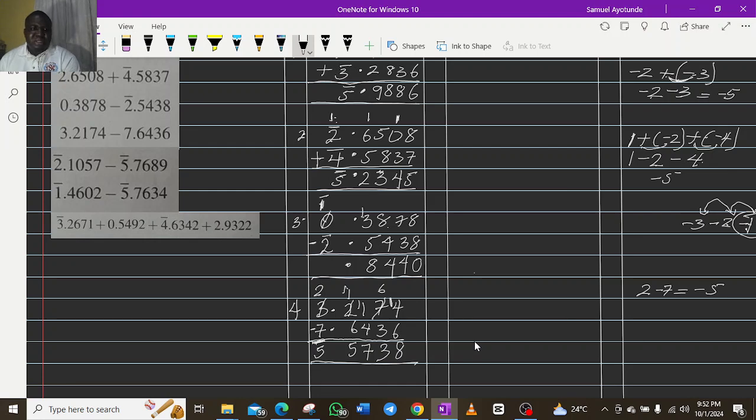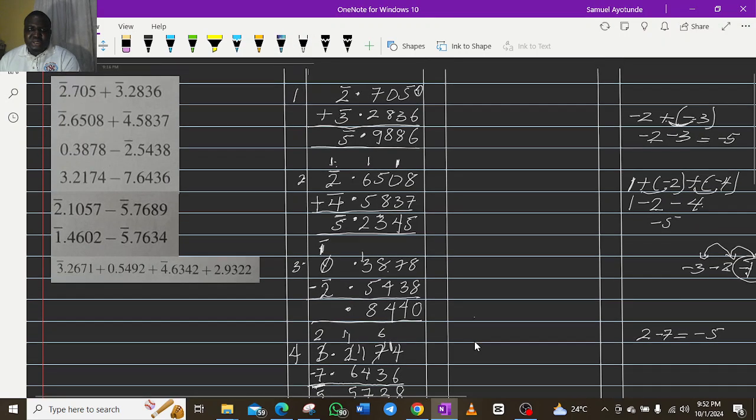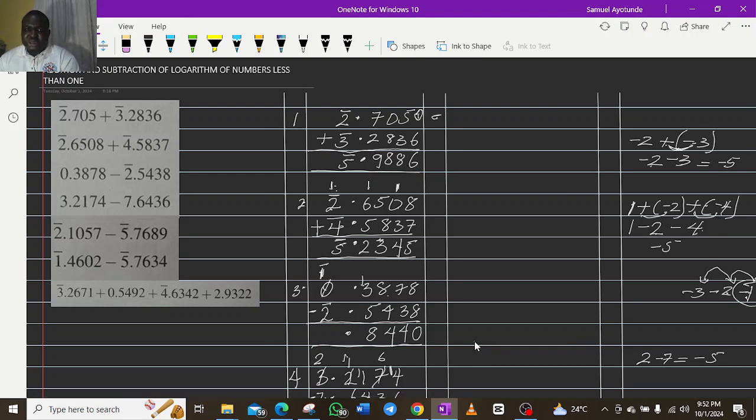So we move ahead to do the last 2 questions, which is the 5th one. The last 3. We have 3 to go. So I have 2 bar, 0.1057. Then I have minus 5 bar, 0.7689. So I subtract this. So my subtraction, I do this.